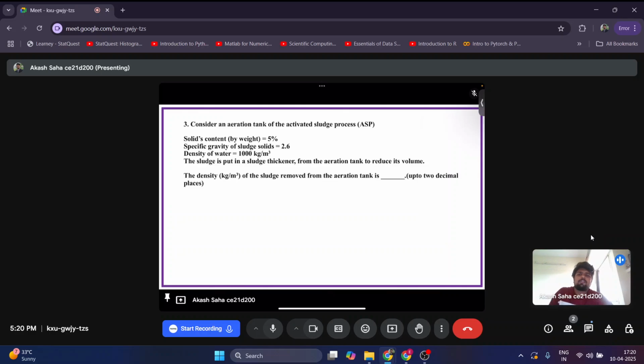What would be my density of the sludge? So here you have to note that the characteristics of the solids, like the concentration of the solids, is given. Okay, and the specific gravity and density is also given. So based on that, we have to find out the density of the sludge. A simple formula we have to apply based on the volume, mass, and density. We can find out.